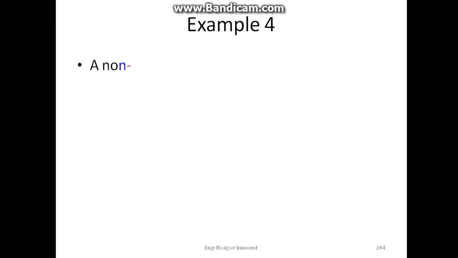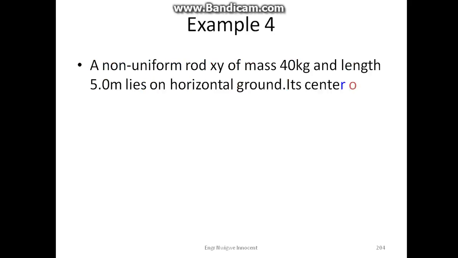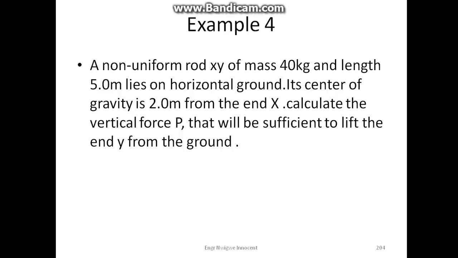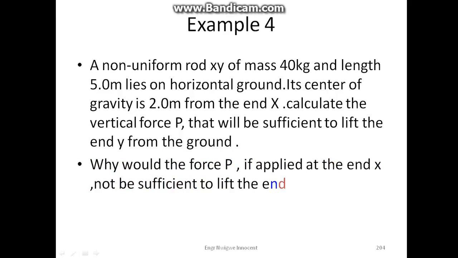Example 4. A non-uniform rod XY of mass 40 kg and length 5.0 meters lies on horizontal ground. Its center of gravity is 2.0 meters from the end X. Calculate the vertical force P that will be sufficient to lift the end Y from the ground. Why would the force P, if applied at the end X, not be sufficient to lift the end X from the ground? Take g equal to 10 meters per second squared.